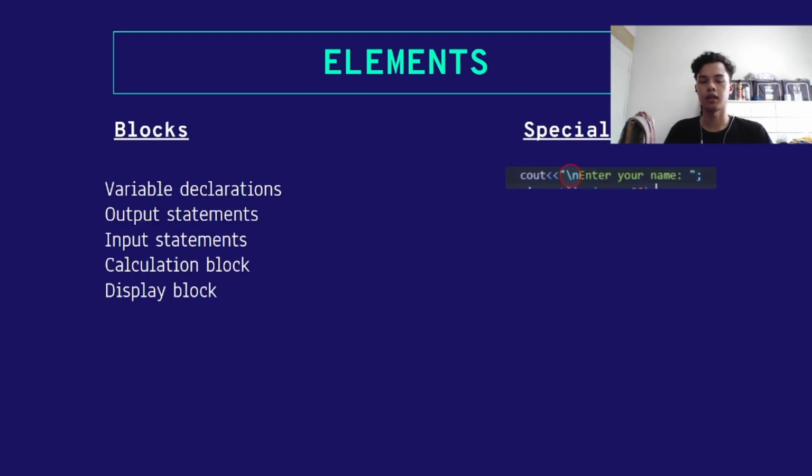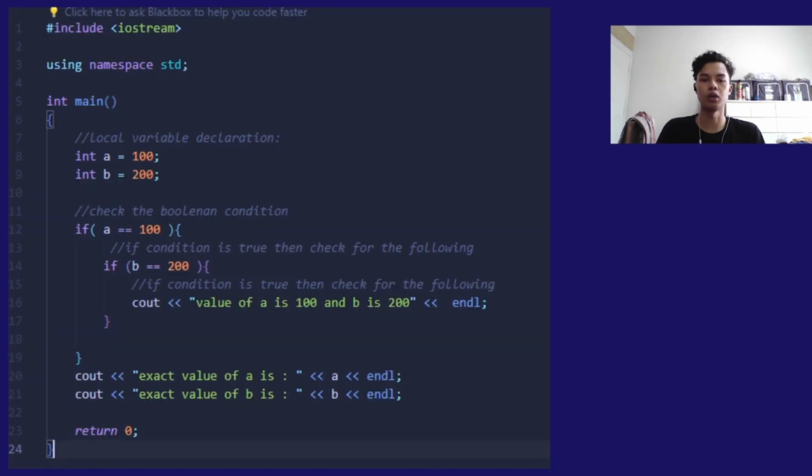And then the last two are blocks. I've mentioned just now with the curly braces, whatever is inside the curly braces is a block. So inside of the blocks, we have variable declarations, output statements, input statements, calculation block, and display block. And lastly, for the special symbol, we have \n, which is to indicate a new line.